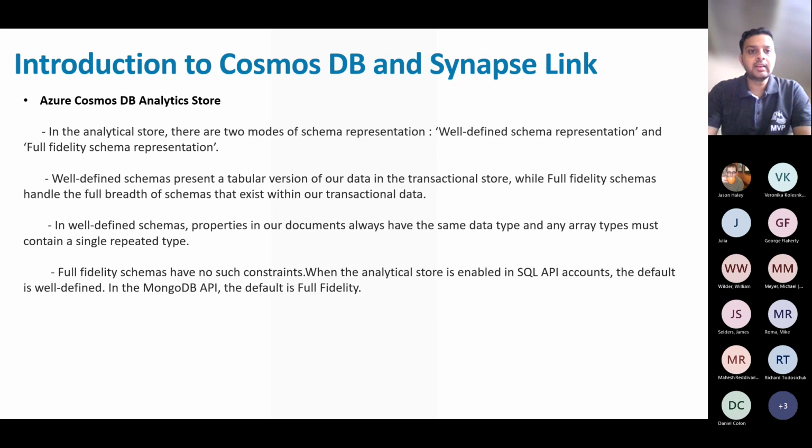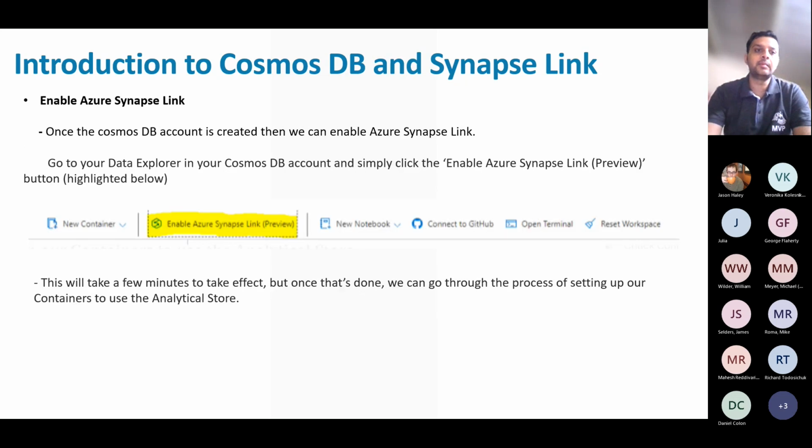Now, in analytical store, basically there are two modes of schema representation. So we have well-defined schema, and we can also choose full fidelity schema representation. What we mean here by well-defined schema is a tabular version of the data in the transactional store, while the full fidelity schema handles the full breadth of the schema that exists in the transactional data. So these are the two offerings that we can select while creating the analytical store. So this is mainly, briefly, what the Cosmos DB analytical store is.